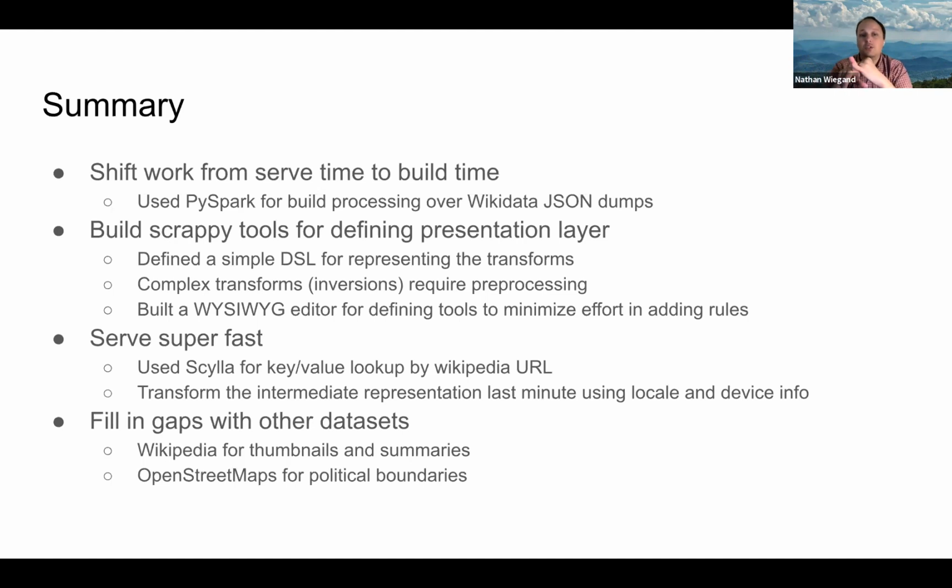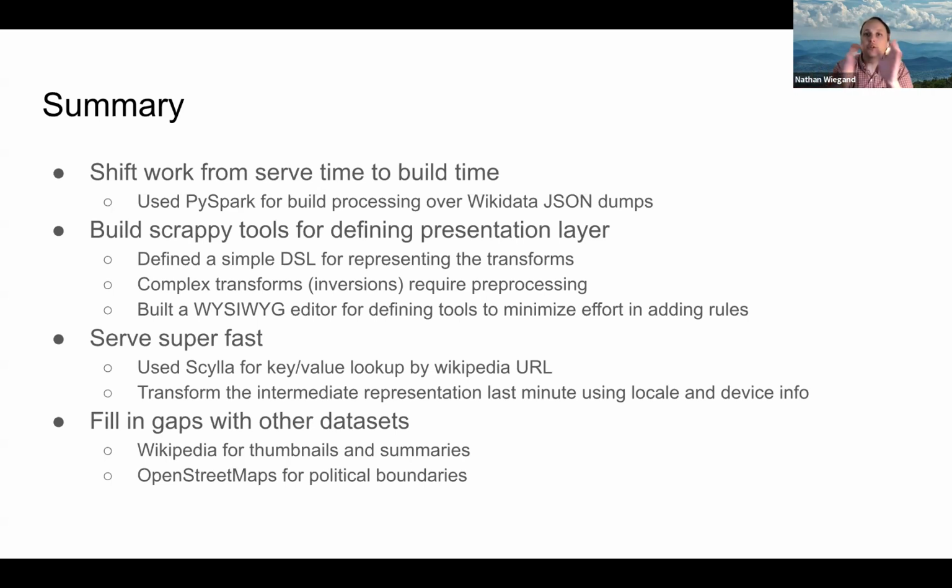And we serve things out of Scylla. As I described before, it's a key value lookup. We key it by Wikipedia URL. Right now, we're not doing anything fancy. We're just looking at the presence of a Wikipedia result in the top of our search results. We trust our search results. And so if we see Wikipedia, then we are pretty confident that we should show this.